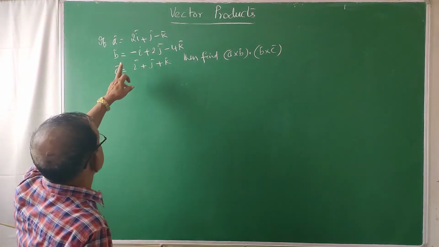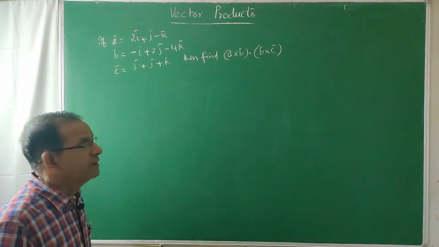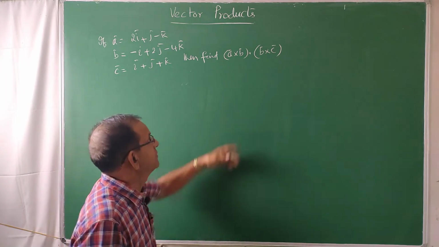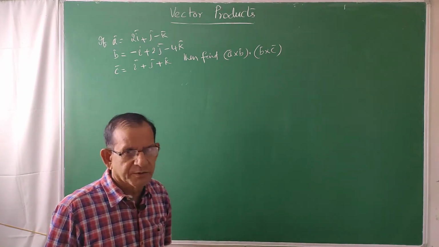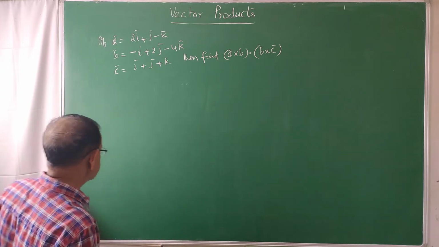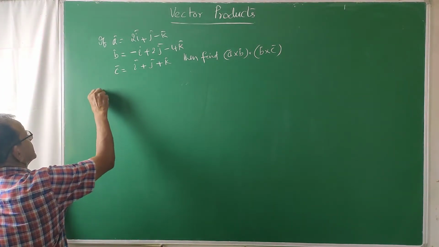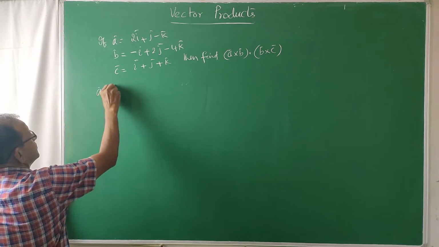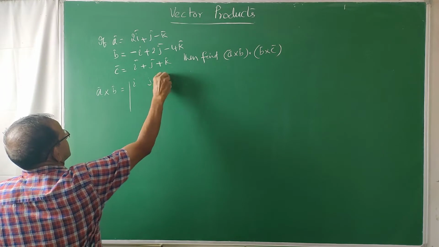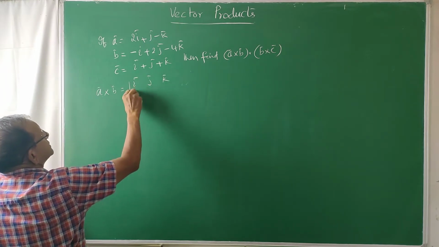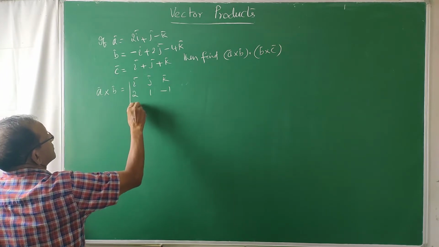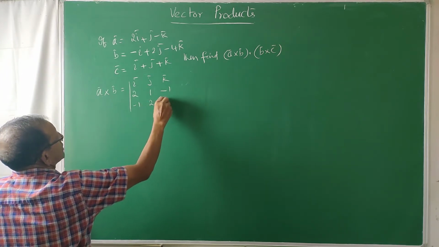Now in this question, A bar, B bar, C bar are given. We have to find out A cross B dot B cross C. First of all, we have to find out these two cross products. After that, we have to perform the dot product. First of all, let us take A bar cross B bar. I, J, K. A bar coefficients 2, 1, minus 1. B bar coefficients minus 1, 2, minus 4.